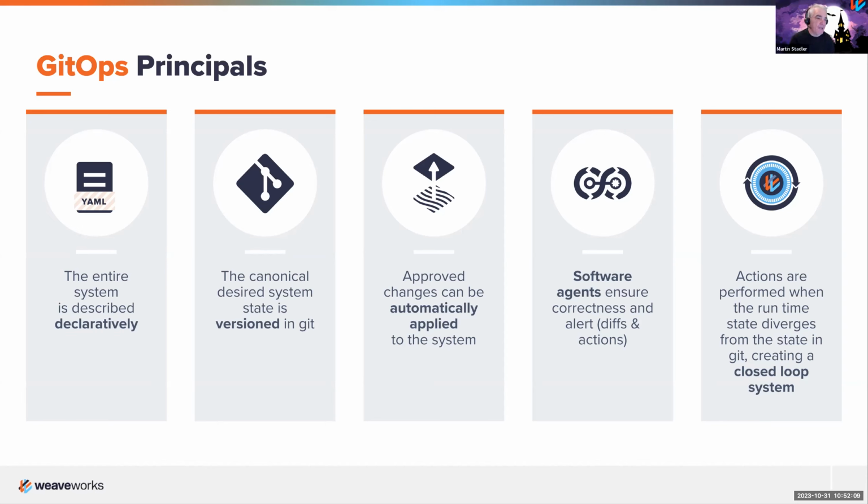And then, last actions are performed when the runtime state diverges. So this is where those agents with Flux check and they look inside of their cluster to see, is everything where it needs to be compared to my declarative versioned reference that I'm supposed to use. So that's essentially the principle of GitOps.